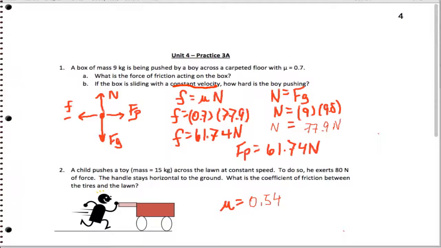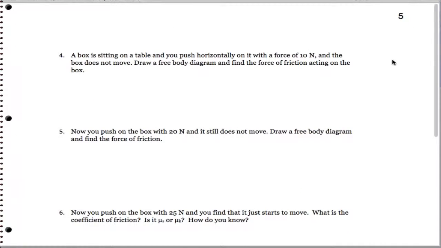And move on to the second page. So here we're pushing something horizontally with a force of 10 newtons, and the box doesn't move. So we're going to have a normal, we're going to have the force of gravity, we're pushing it with a force, and we have a friction force going backwards of 10 newtons. So I hope you realize the pushing force, in order to keep this balanced, is also 10 newtons.